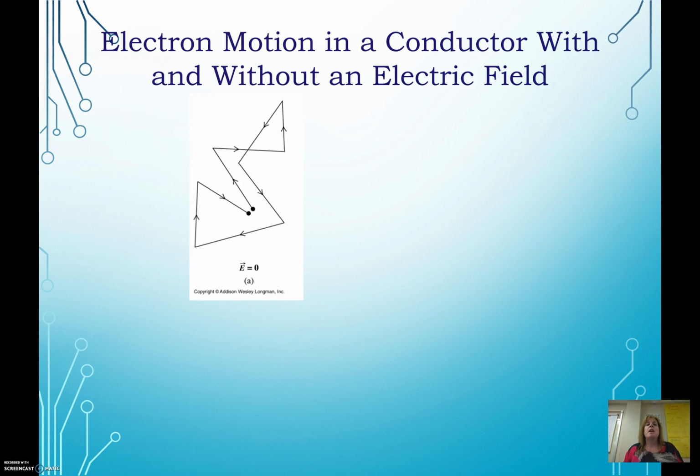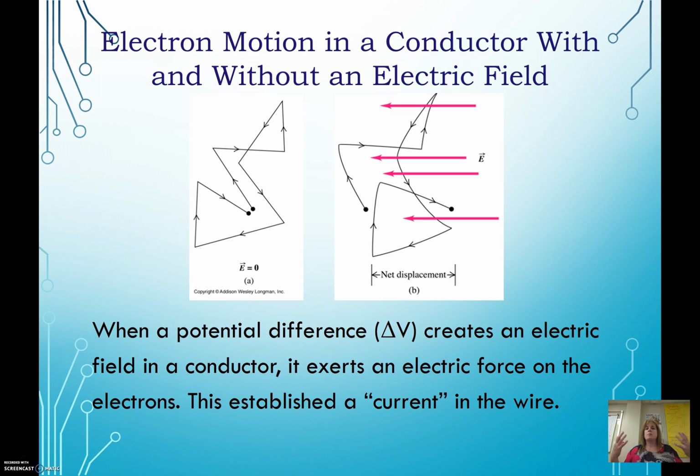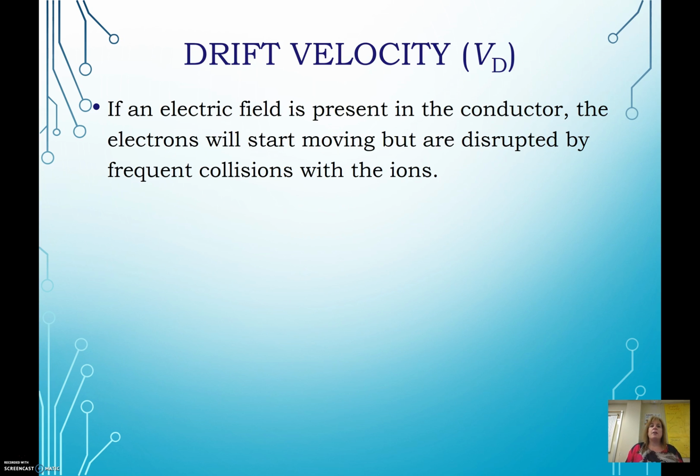Just random motion. But if we give it an electric field, some sort of potential difference, I have a force, and that force drives the electrons. So once I have a potential difference, I get this electric field inside my conductor, and that electric force pushes the electrons and establishes a current in the wire.